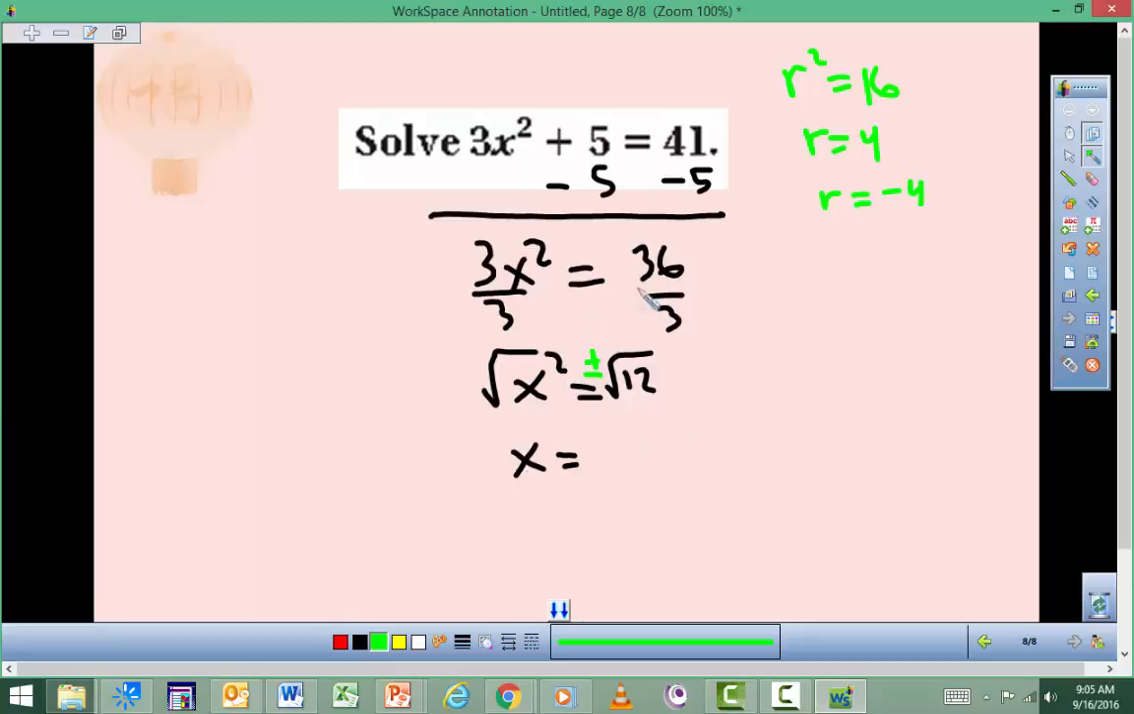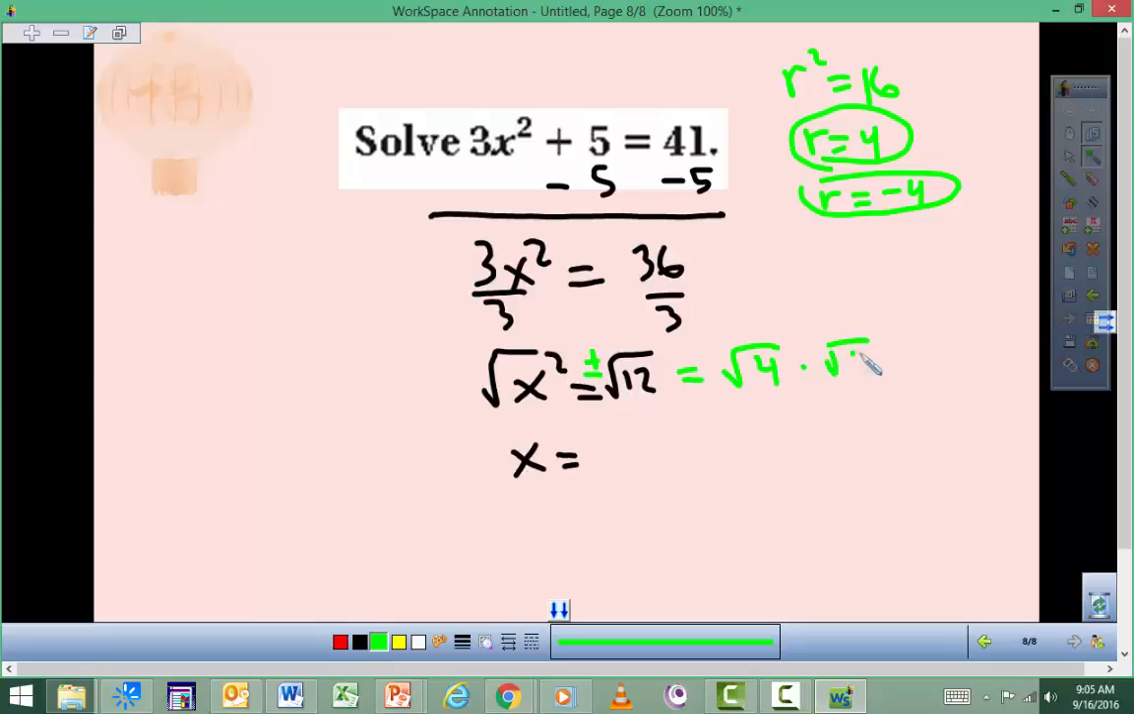Well, so anyhow, because there's always two answers that work, anytime we take a square root and we're solving for x, we have to put plus or minus here. But this is equal to the square root of 4 times the square root of 3, right? And we know the square root of 4 is 2. So we could write this as plus or minus 2 square root 3. Okay?